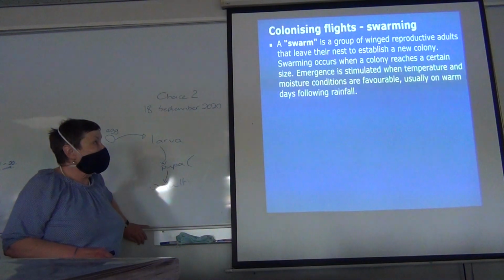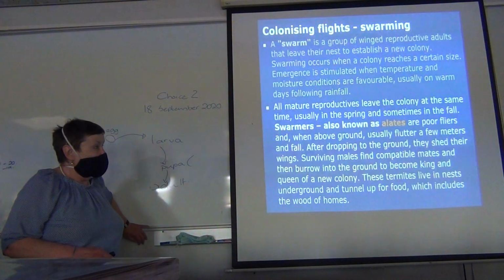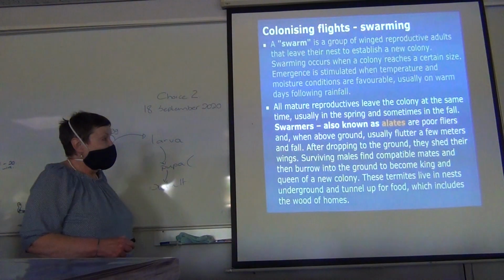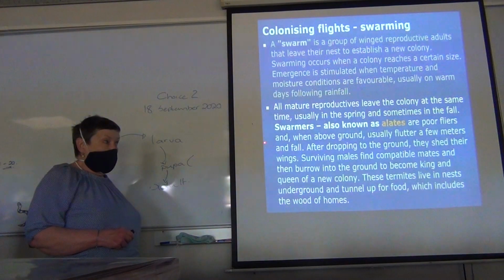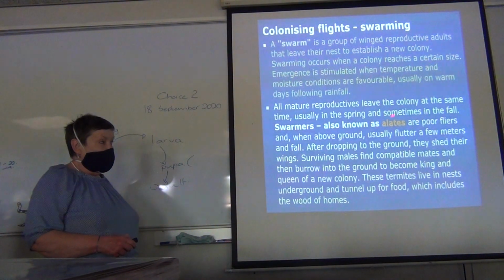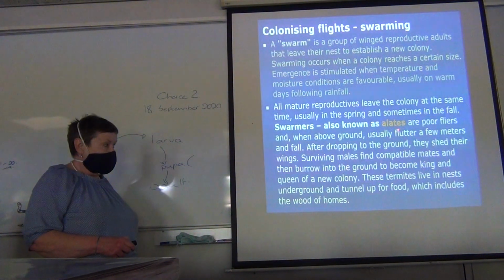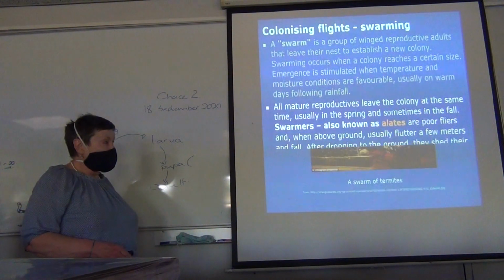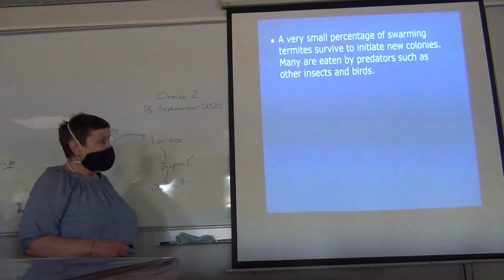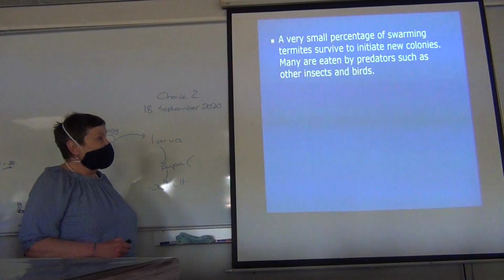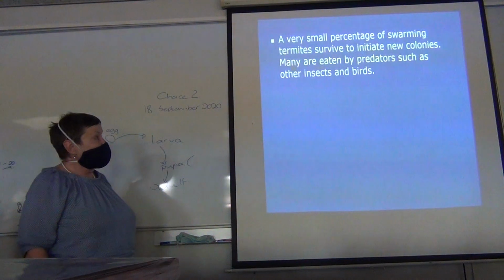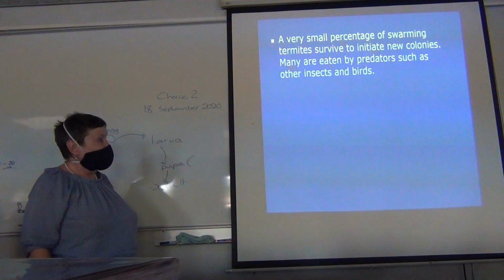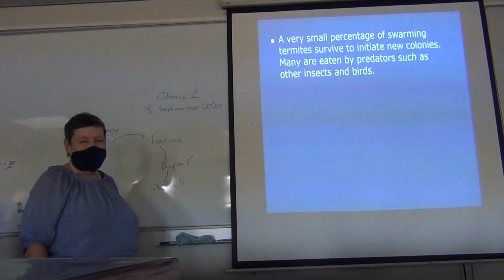Okay, so we spoke about swarming. The swarmers or winged reproductives are correctly termed alates. There's a flight. A very small percentage of swarming termites survive to initiate new colonies. Many are eaten by predators such as fish, other insects, and birds.